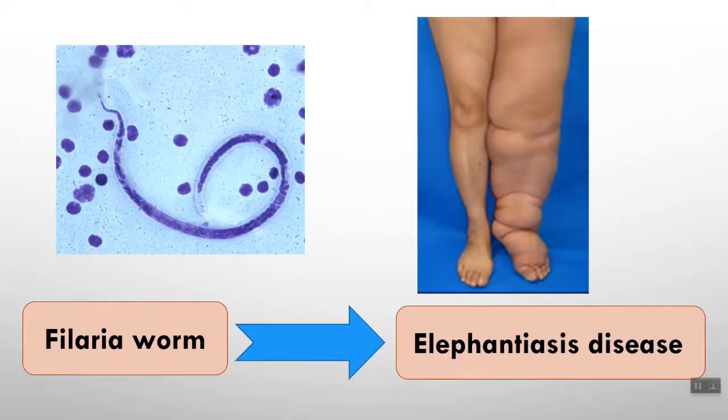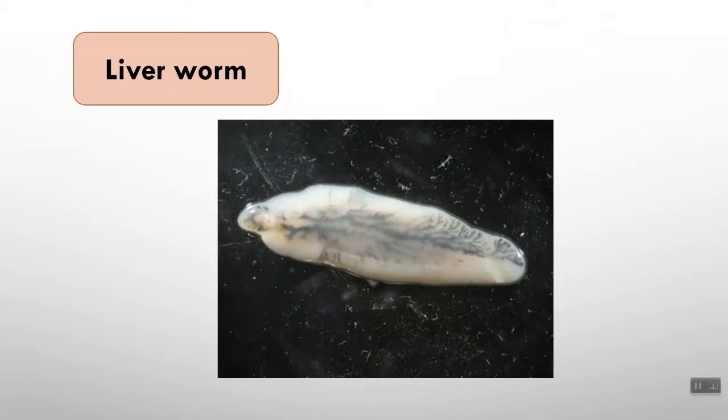The Filaria worm, as you see here in the first picture, is the Filaria worm under the microscope. It causes the elephantiasis disease. Elephantiasis means, like in this picture, part of the body, such as this leg, becomes very large like an elephant's. So it is called elephantiasis. The Filaria worm causes elephantiasis disease. And we also have the liver worm that causes many diseases inside your body.